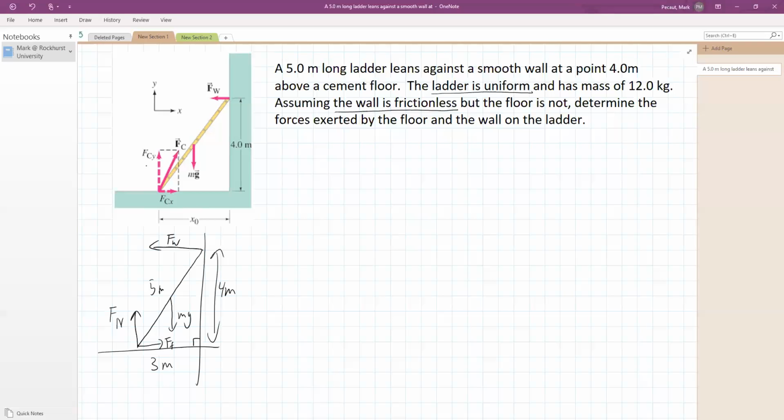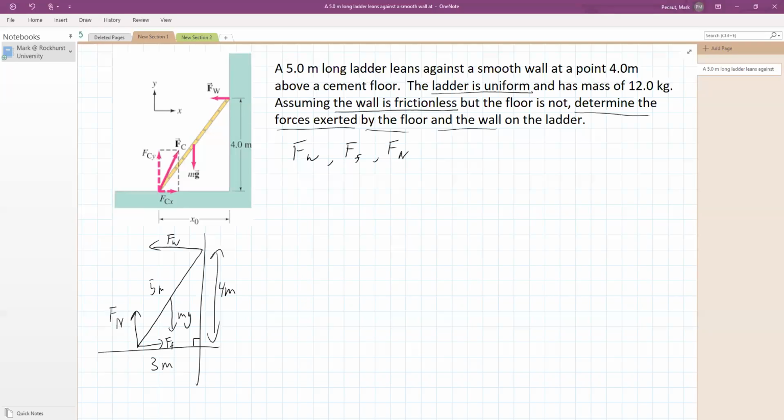Okay, so we need to find the forces exerted by the floor and the wall on the ladder. So we need to find FW, we need to find the frictional force, and we need to find the normal force. Okay, so how do we do this? We've basically just drawn the free body diagram with the forces where they act and maybe some dimensions here, like the 4 meters and the 3 meters.